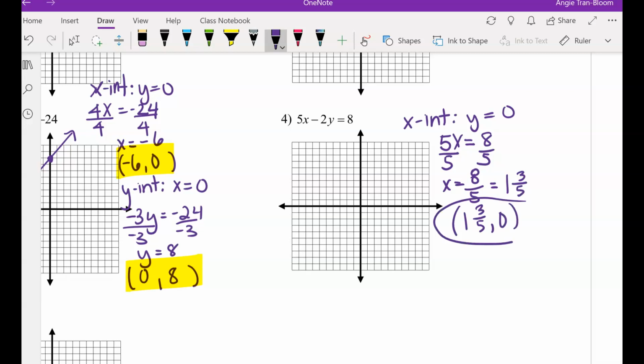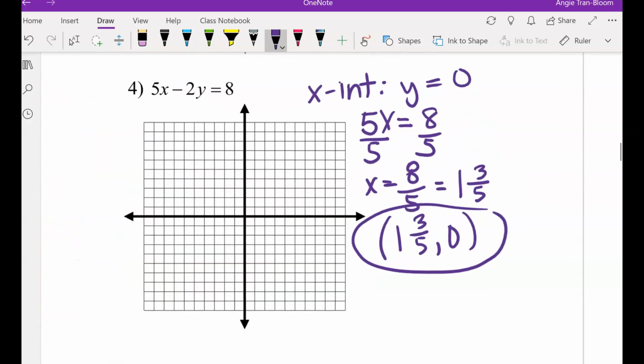Now, I don't need an exact location when you plot fractions or decimals. In between what two integers can I plot 1 and 3/5? 1 and 2, anywhere, class. It doesn't need to be exact. In between 1 and 2, just plot your dot. That is the x-intercept.